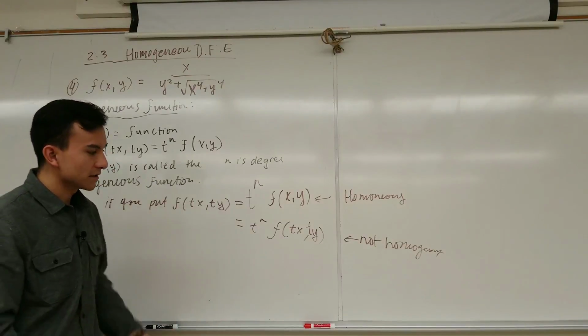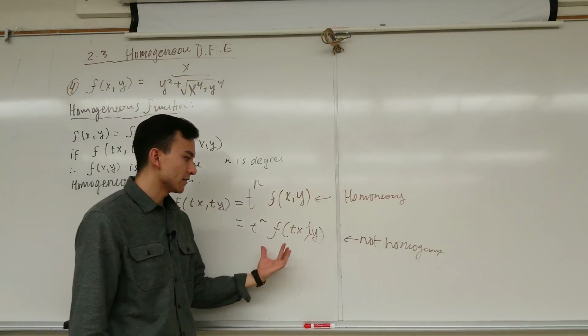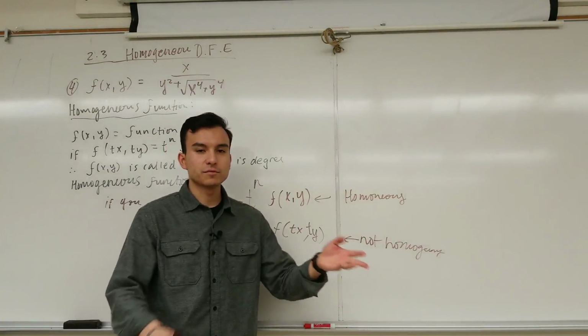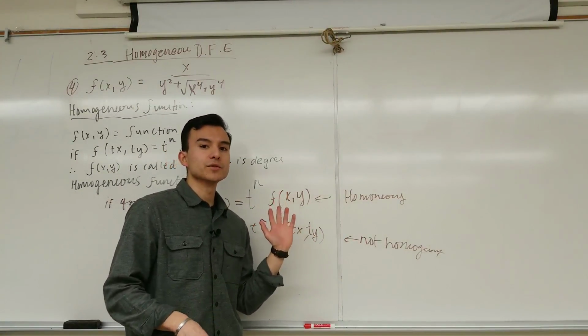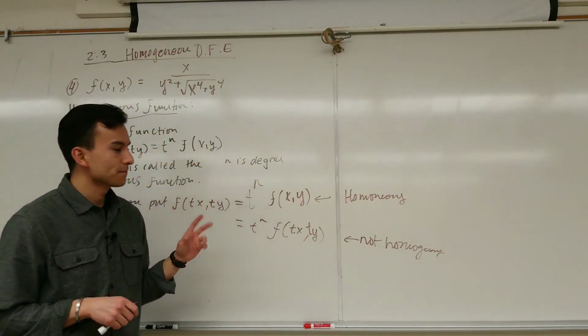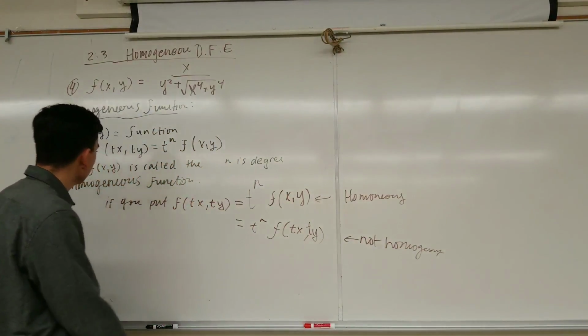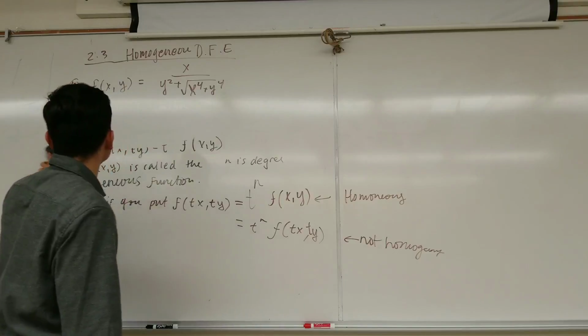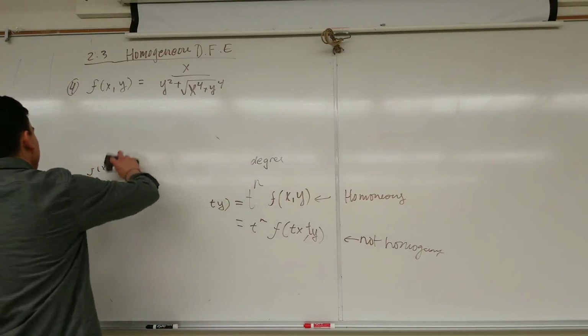So basically it's a test case. If I get a function with t's in it, that means it's not homogeneous, which means why would I try to solve it homogeneously if I'm not going to have any luck with it, right? Okay. Makes sense? Great.